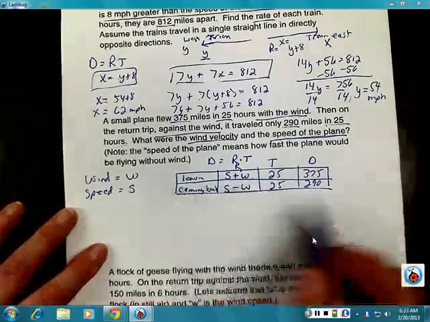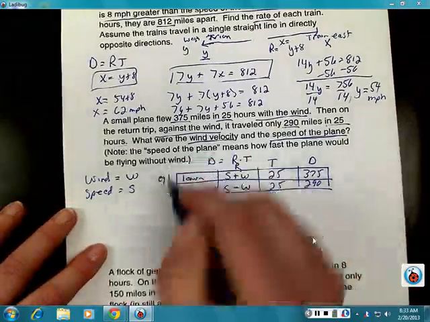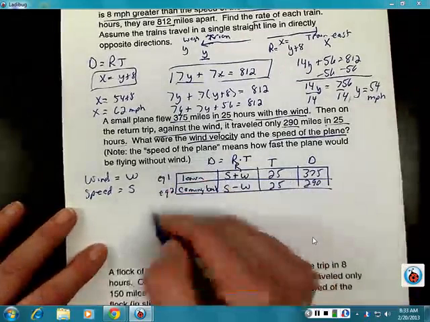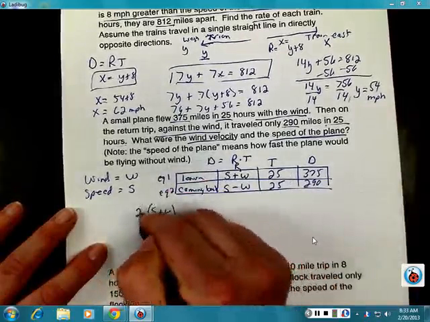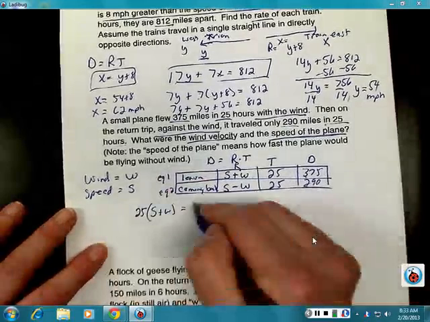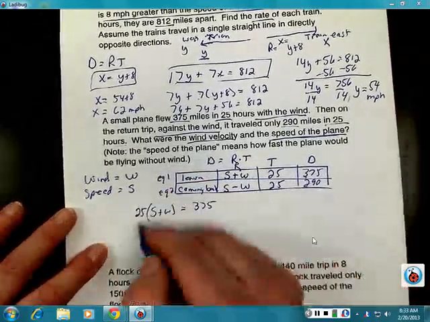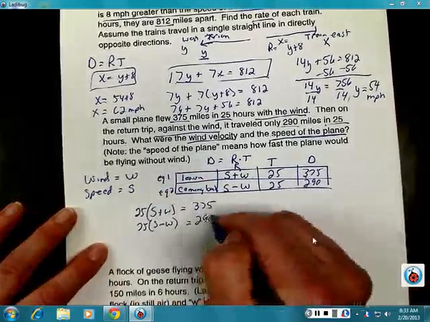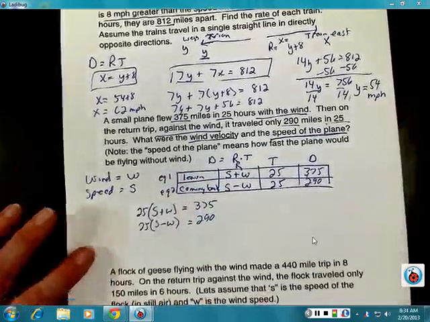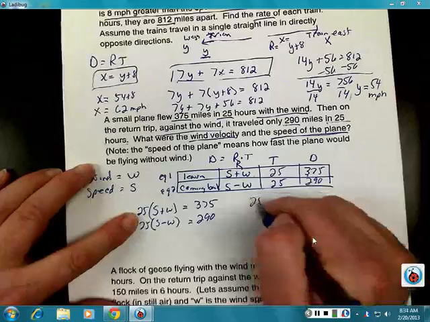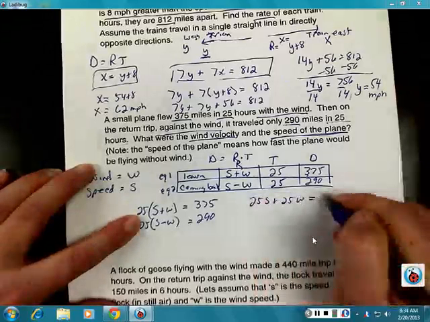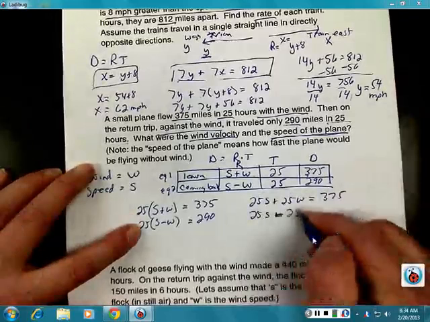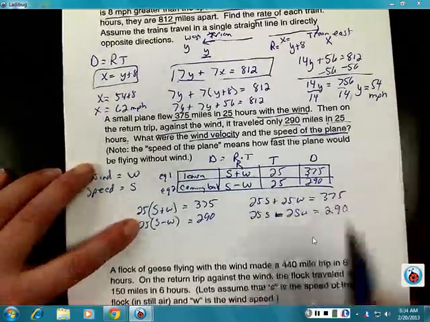So, where are my two equations? This is equation 1, and this is equation 2. So equation 1 is this piece up here. I've got my rate times my time. So S plus W times my time is going to equal 375. And then the bottom one is my rate minus my wind is going to equal 290. We okay? Okay. So if I want to solve these, just multiply. 25 times S is 25S plus 25W is equal to 375. And 25S minus 25W is equal to 290.